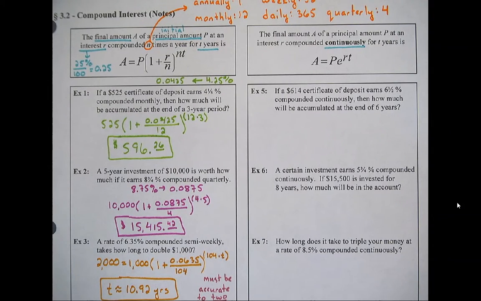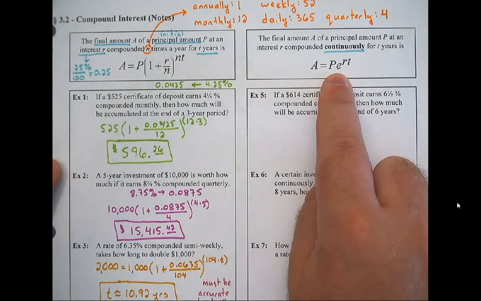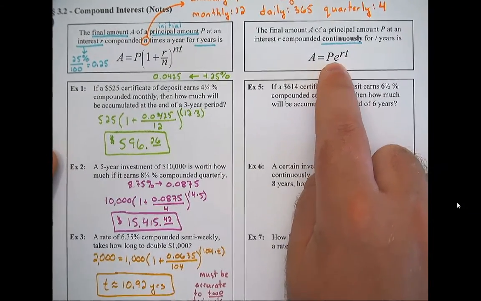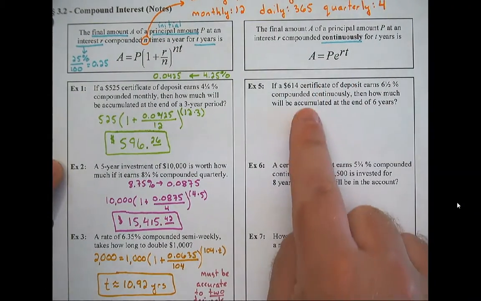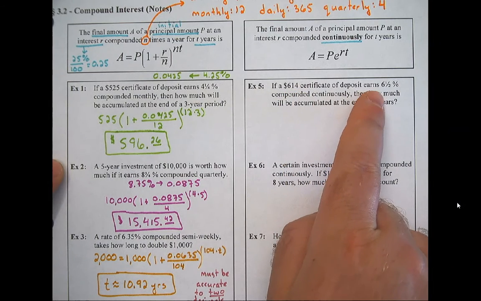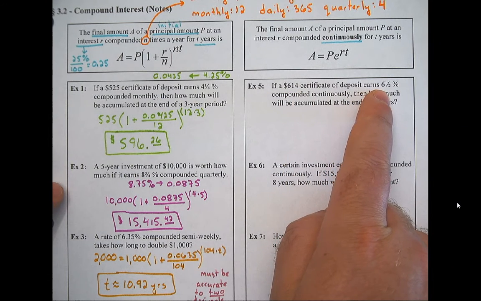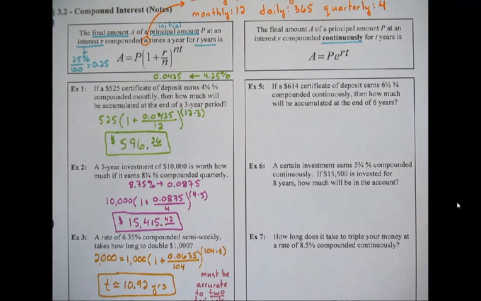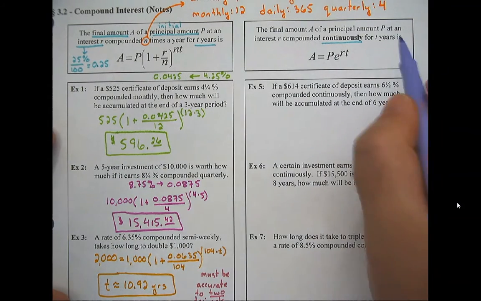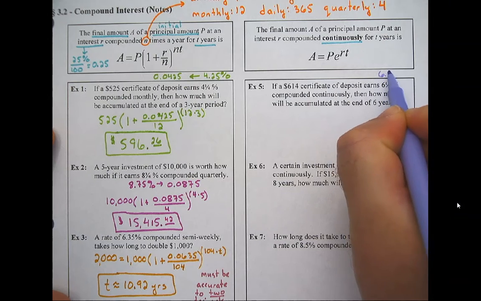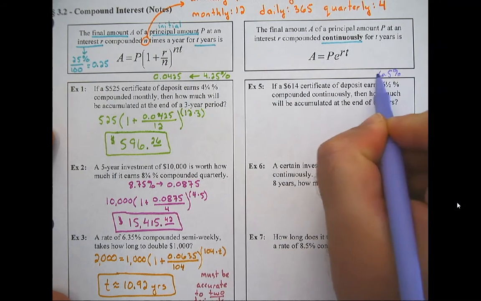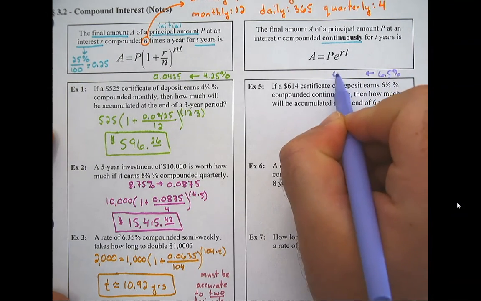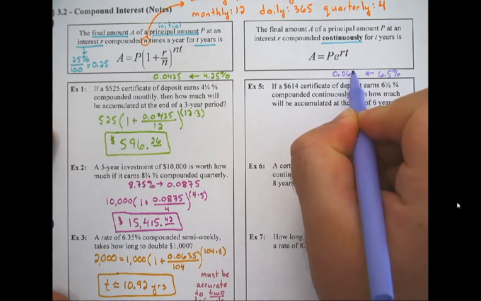All right, so let's take a look. So I've got the formula. Yet again, you don't have to memorize it. You just have to know how to use it. So we got $614 earned 6.5% compounded continuously. So that's 6.5%. I need to move the decimal 2 times, so that's 0.065.